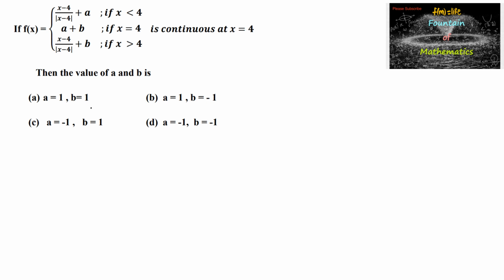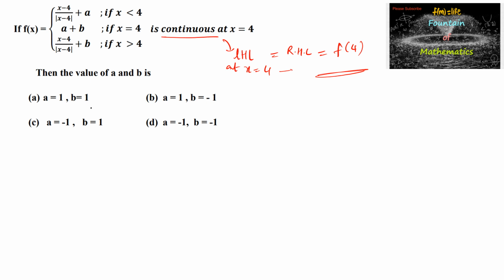If f of x is equal to x minus 4 upon mod of x minus 4 plus a when x is less than 4, and when x is equal to 4 it is a plus b, and when x is greater than 4 it is x minus 4 upon mod of x minus 4 plus b, is continuous at x is equal to 4. Since this function is continuous, we can say the left hand limit at x is equal to 4 is equal to the right hand limit at x is equal to 4, and which is equal to the functional value, that is f of 4.